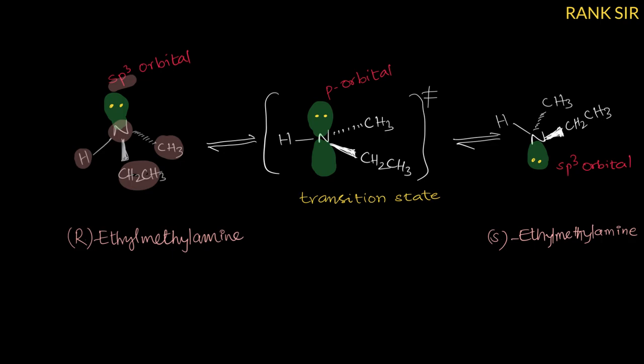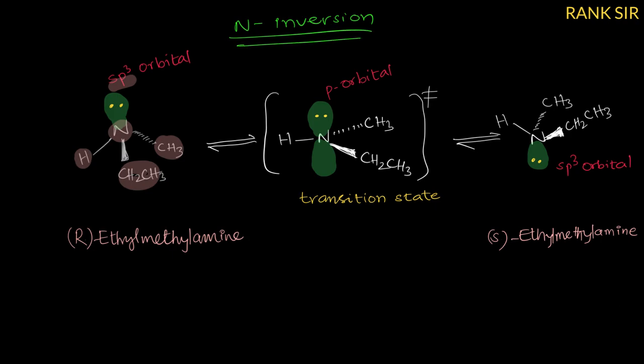But can we separate it? That is called resolvable. In chemistry we use the term resolvable: it means whether we can separate this amine or not. The condition is that this will undergo inversion. This is called nitrogen inversion.